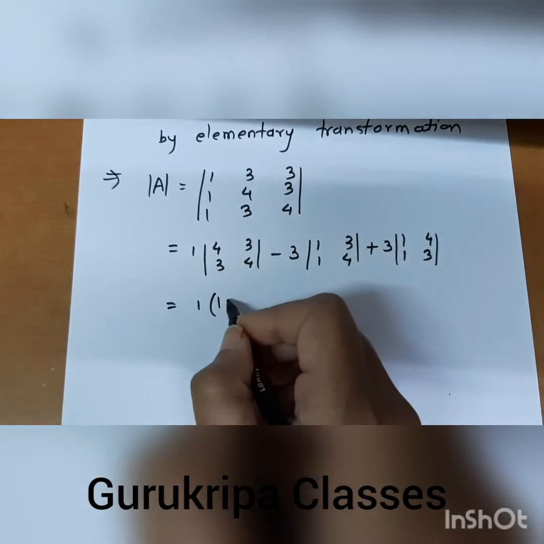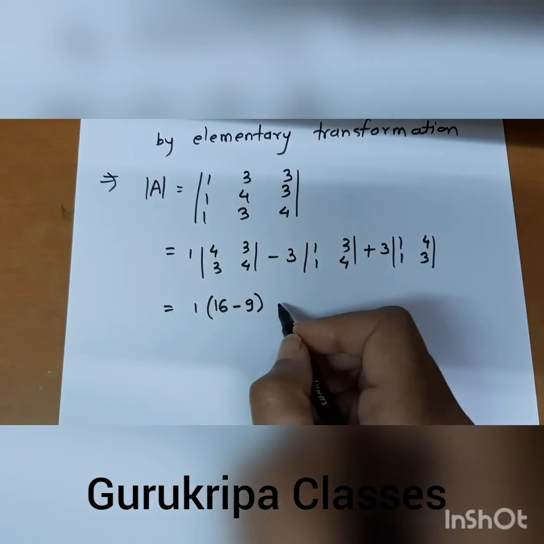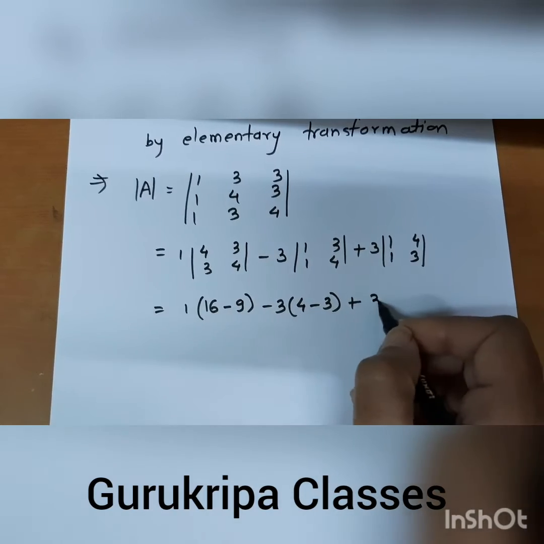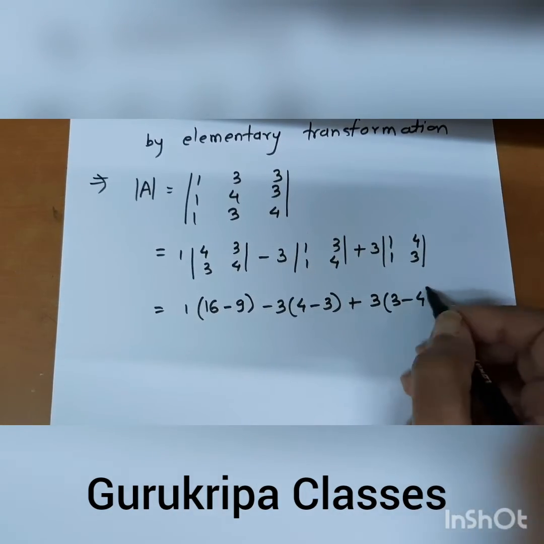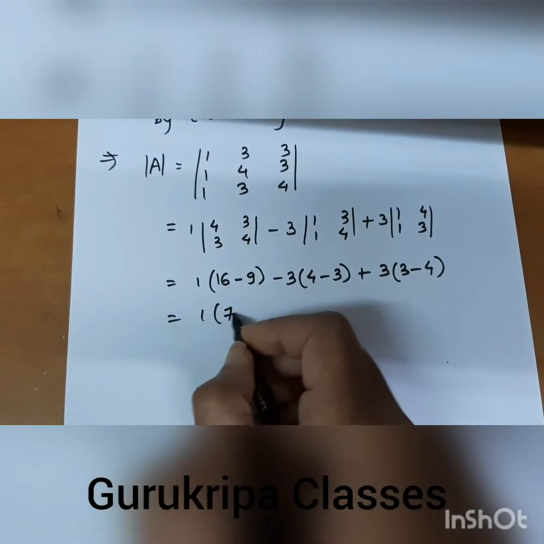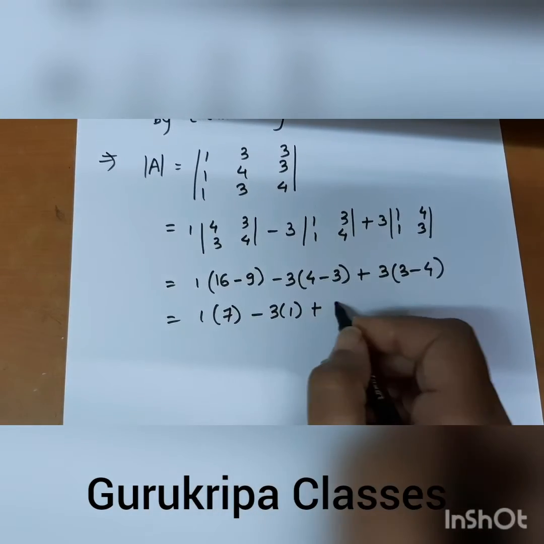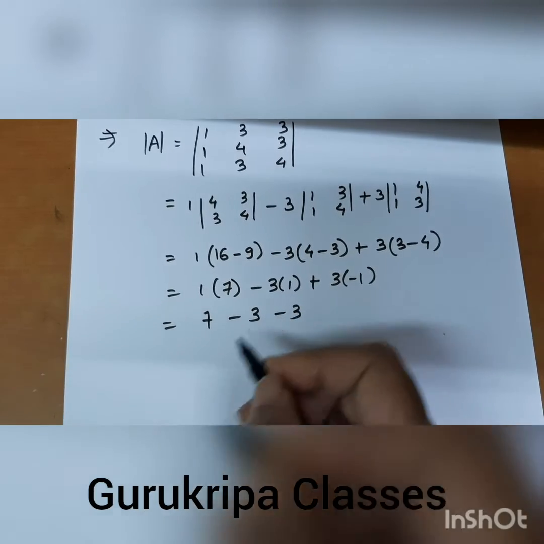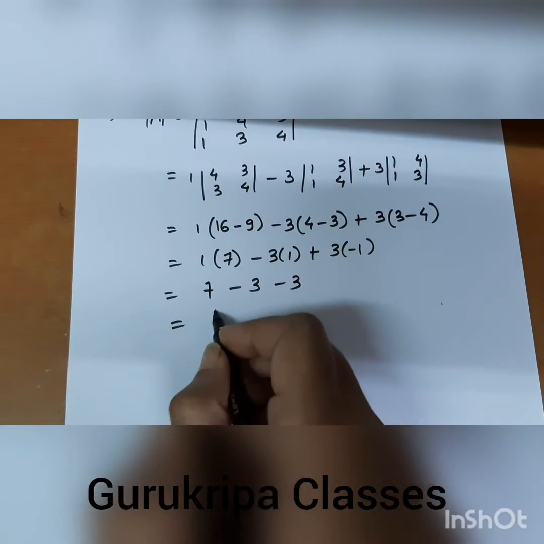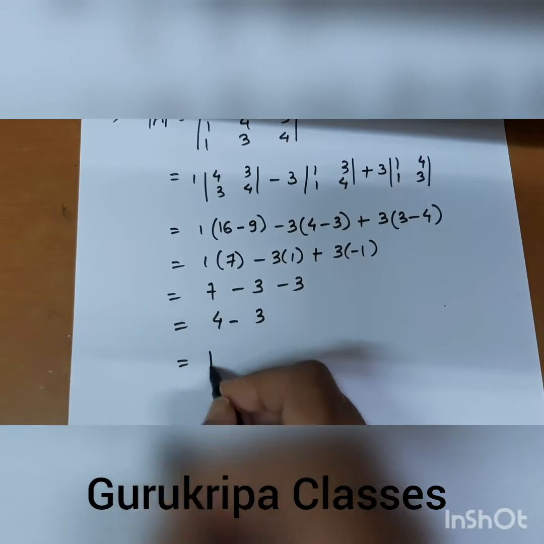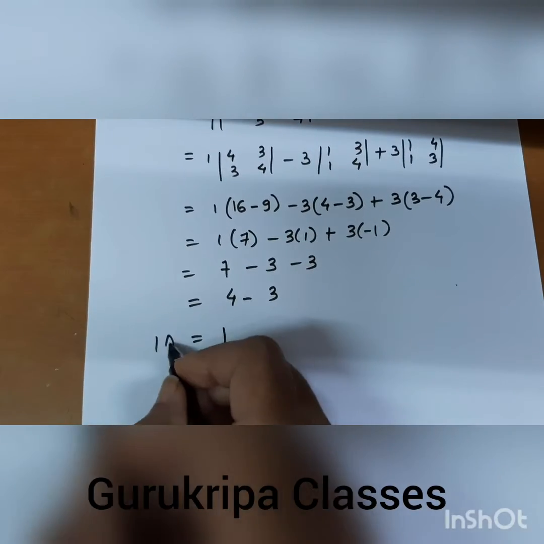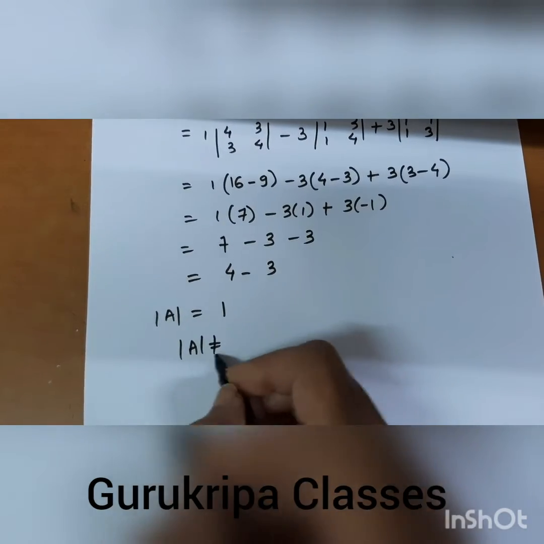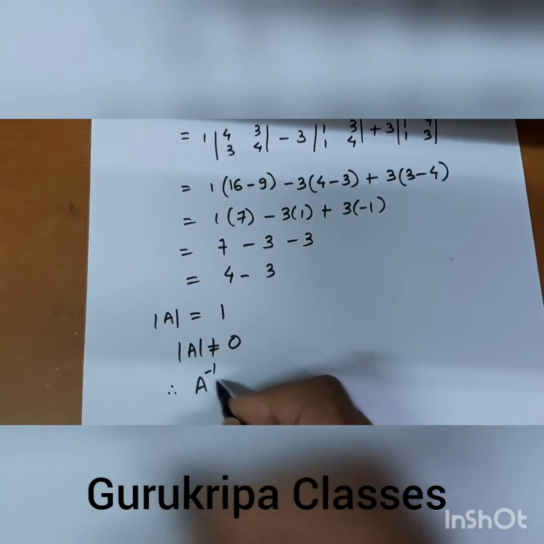So 4 fours are 16 minus 3 threes are 9, minus 3 times 4 ones are 4 minus 3, plus 3 times 3 ones are 3 minus 4 ones are 4. 1 into 7 minus 3 into 1 plus 3 into minus 1. 7 minus 3 minus 3. So 7 minus 3 is 4, minus 3. The answer for the determinant is 1. Is it 0? No, it is not equal to 0. Therefore, A inverse exists.